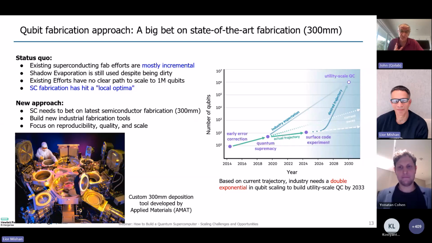And our position is that there's actually a miracle technology out there, and that's going to be semiconductor fabrication advance. For example, on the left-hand side, this is a 300 millimeter deposition tool by Applied Materials that we're using to develop advanced qubits. Next slide, please.